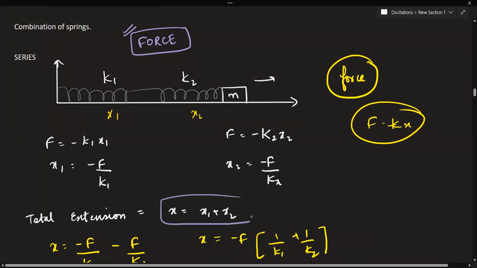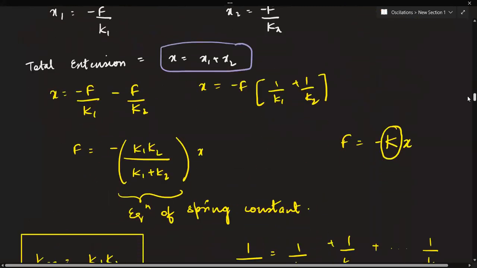Like this, can I write it in this way? X equals X1 plus X2. Yes, ma'am. Now see, if I take force common, I'll be left with F is equal to minus K1 K2 divided by K1 plus K2 multiplied by X. Now see, if you compare this with the main equation, F is equal to minus K X, this is satisfying the equation of SHM. So this means the system is in SHM? Yes.